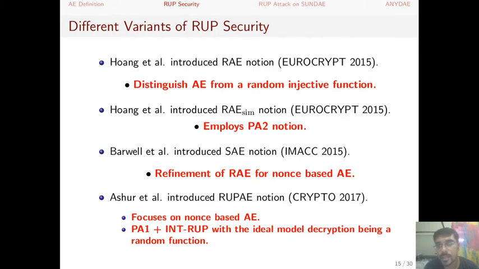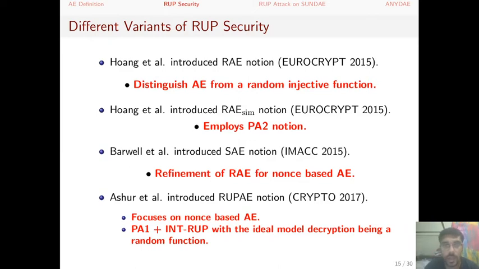And in the same paper, they also introduced the PA2 notion. They consider a variant of a robust authenticated encryption scheme where decryption leakage is allowed, in which a simulator simulates the decryption leakage without having access to the query history. Note that this is a stronger model than PA1, where the simulator sees the communication between the encryption and the adversary.